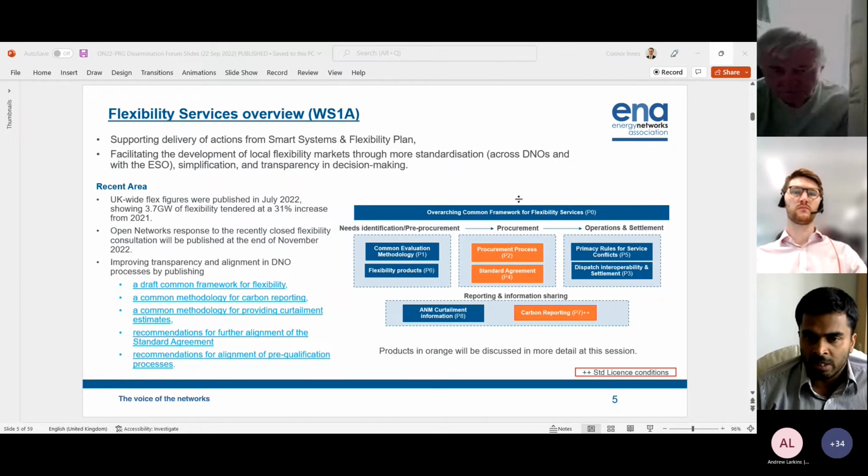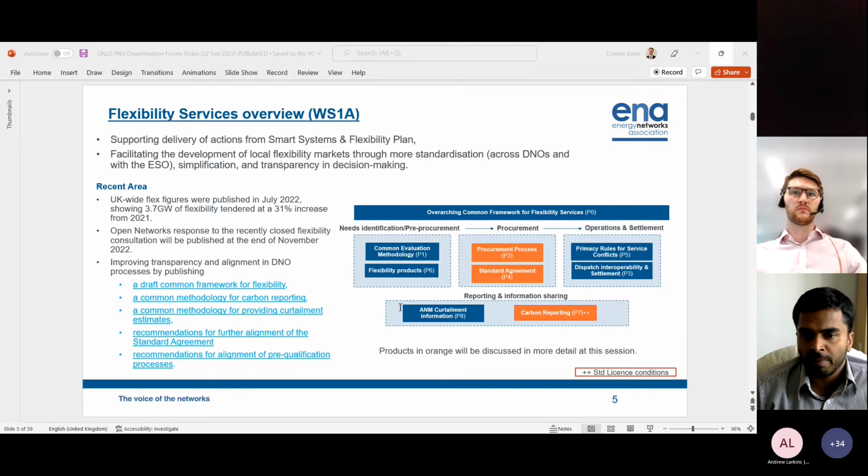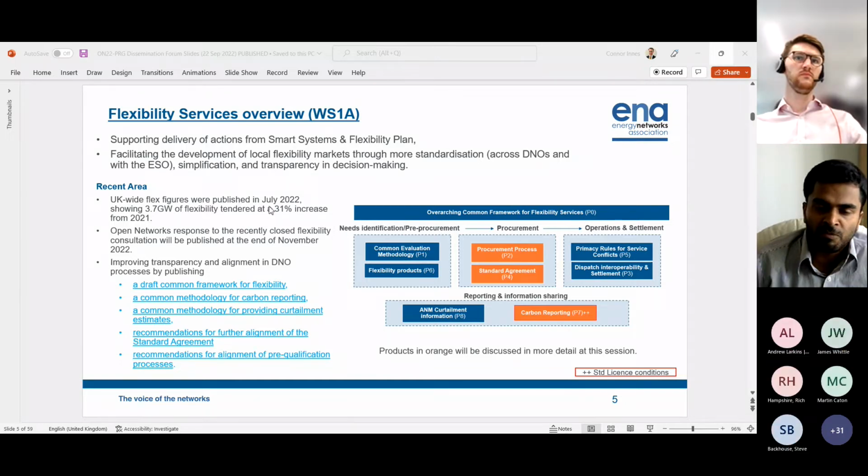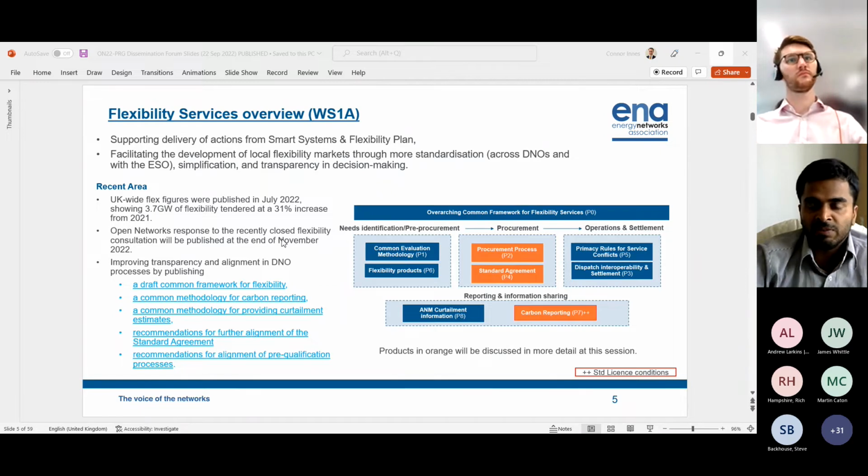So one is the reporting and information sharing. So we are currently looking at ways to harmonize how we share the flex connection, that is active network managed assets, curtailment information. And this is something we've been implementing across the year 2022 and looking to do going forward. And we're also looking to report on the carbon footprint of all the assets that are delivering flexibility. This forms a part of a standard license condition, which we are currently delivering collectively with all the networks, so that we can go into submission with Ofgem.